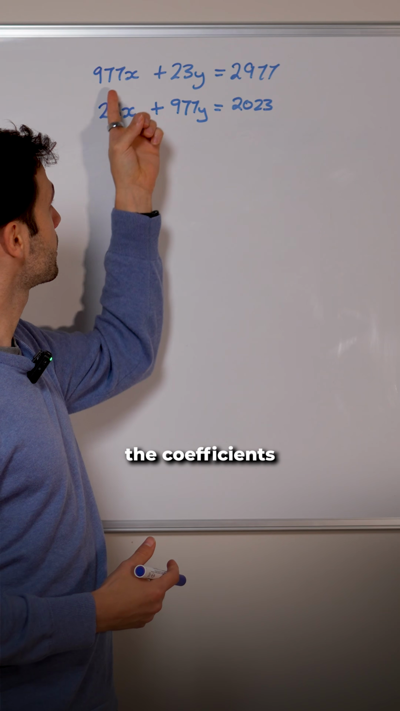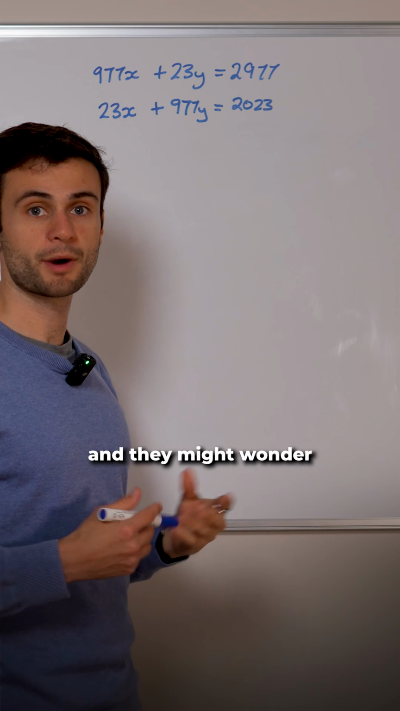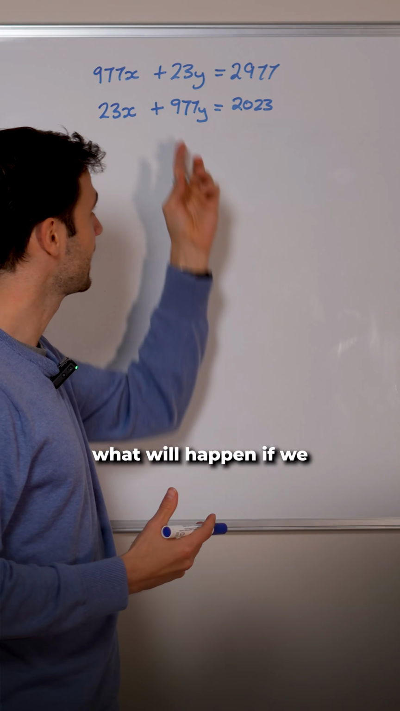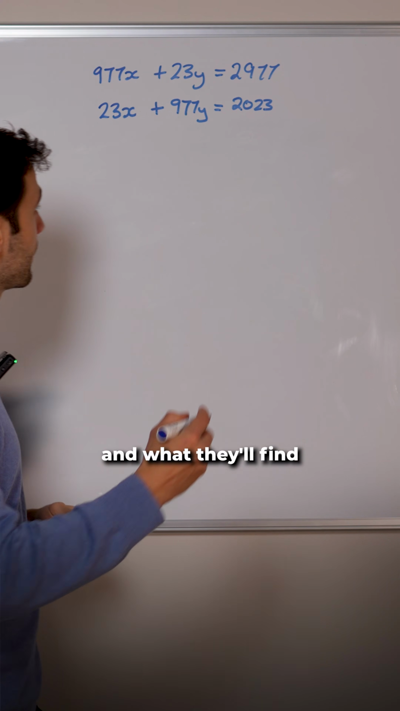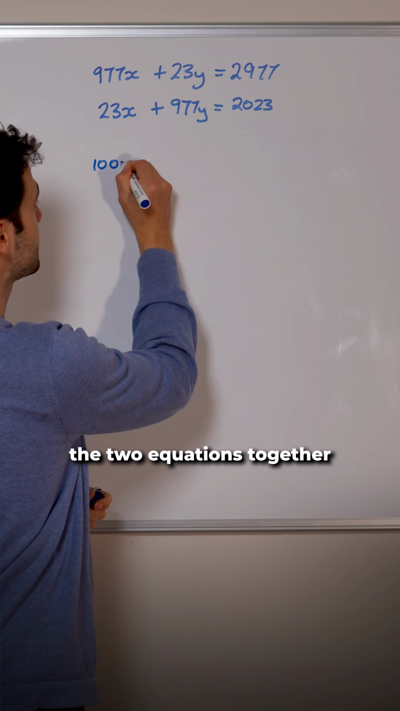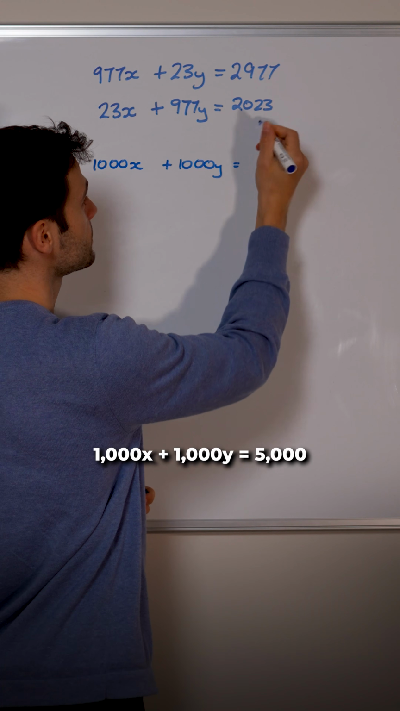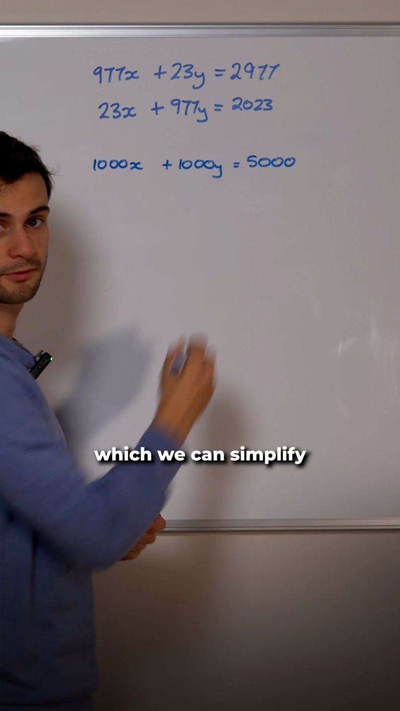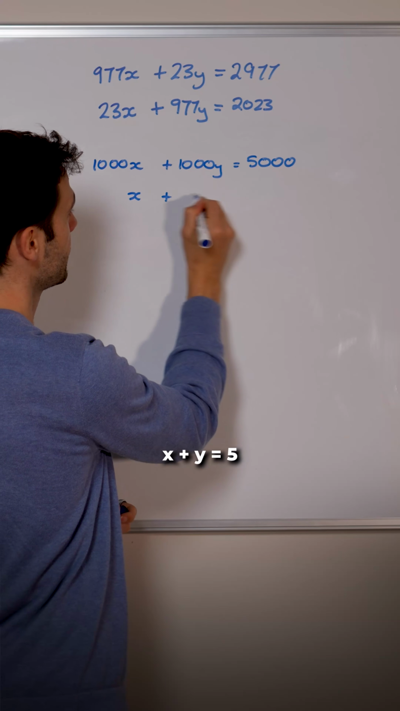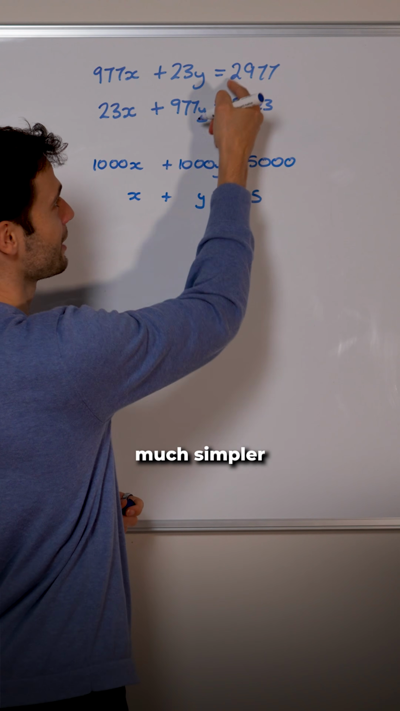The student who can think mathematically will look at this question and see there's some symmetry between the numbers, the coefficients and the constants. And they might wonder what will happen if we add these two equations together. What they'll find is adding the two equations together, we get 1000x plus 1000y equals 5000, which we can simplify to x plus y equals 5. Much simpler than what we had before.